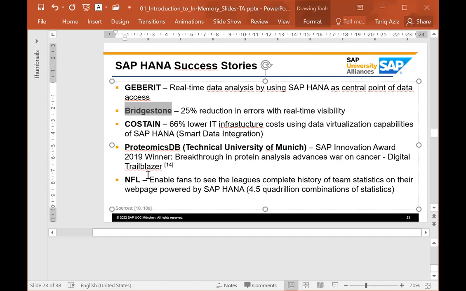Now the NFL, I think they have a football league maybe. So that enables the fan to see the complete history of a team and do analysis of any kind. Before, they had limited information available, but now since they have put all the data on HANA, they can do any combination of statistics. Fans can find their players they like, or the teams they like. So all the data is available on HANA now. So these are some of the success stories for HANA.